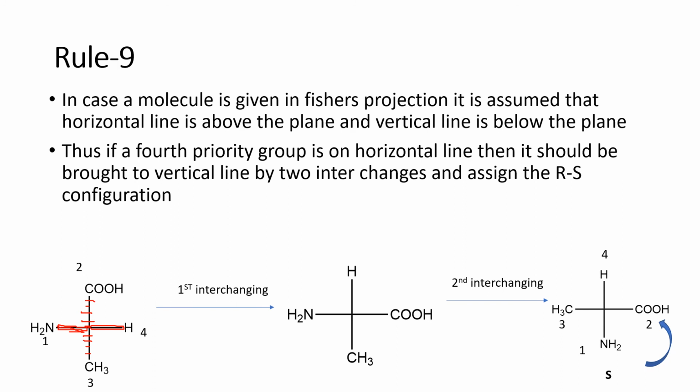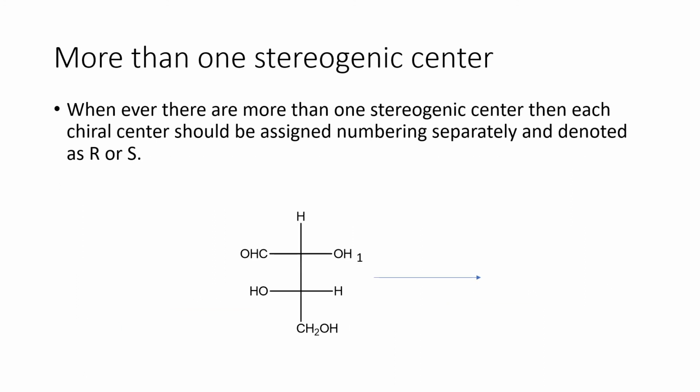The remaining rules are additional rules, which state how to assign the priority order in different scenarios, and how to interchange if the fourth priority group is on the plane or above the plane. By collectively using all these rules, we can assign different molecules.